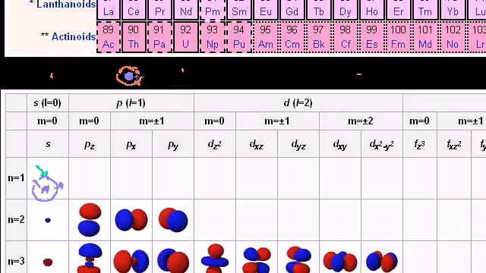Anyway, I'm out of time in this video. I'm going to continue this discussion in the next video, and I'll start talking about the more bizarro shapes that the orbitals can take on, and maybe give you a little intuition on why these shapes aren't really that bizarro.